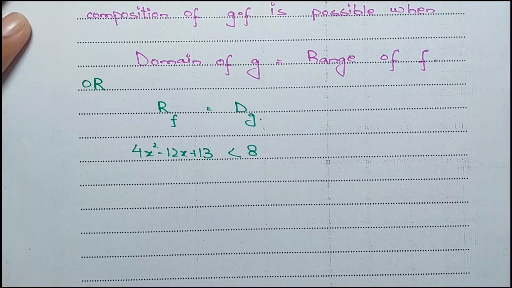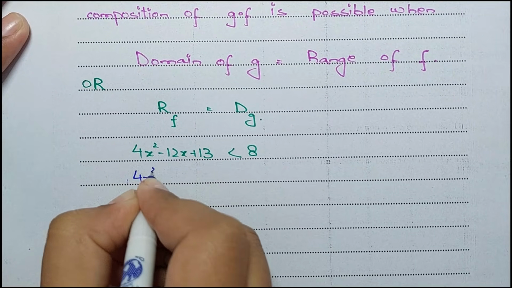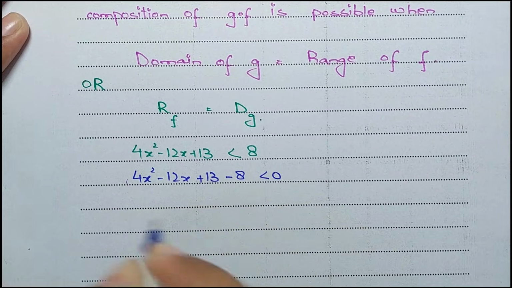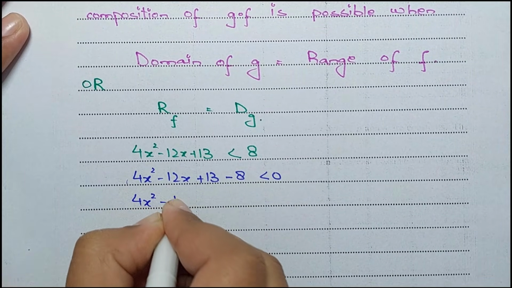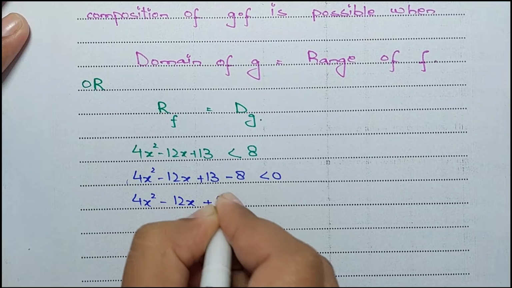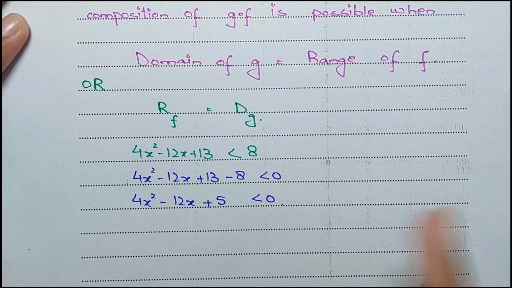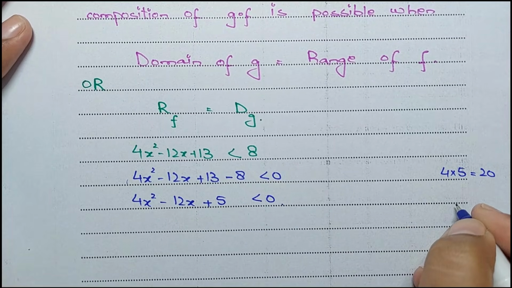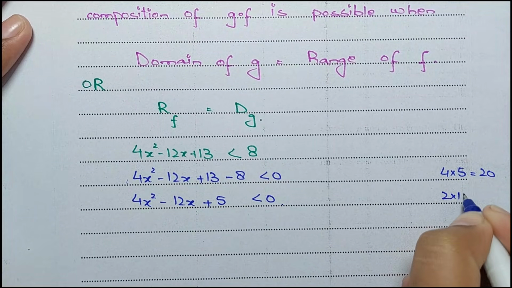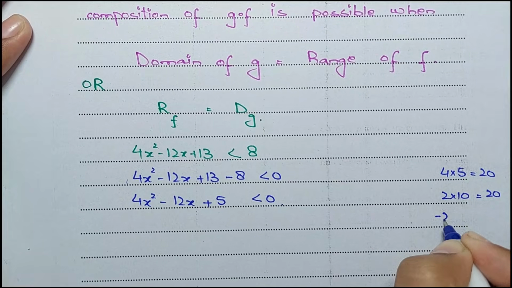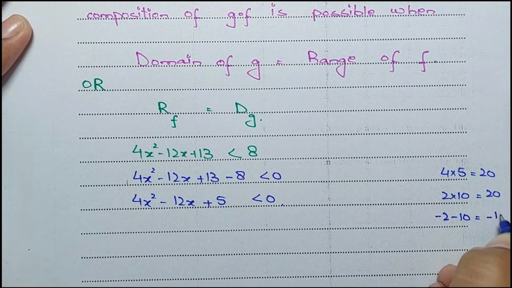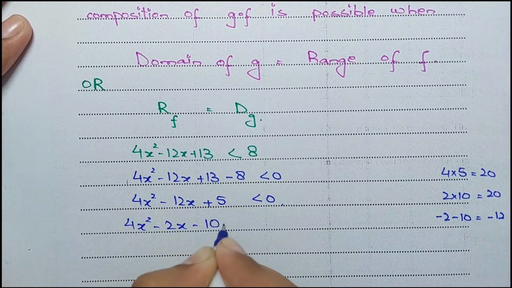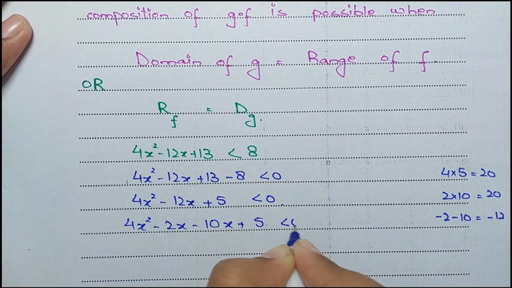So now we have to simplify and solve for the x. 4x square minus 12x plus 13 minus 8 is less than 0. So 4x square minus 12x, from 13 take away 8 is 5. This is less than 0. 4 times 5 is 20. Now find out the factors for 20. 2 times 10 is 20. And minus 2 minus 10 gives you minus 12. Okay. 4x square minus 2x minus 10x plus 5. This is less than 0.